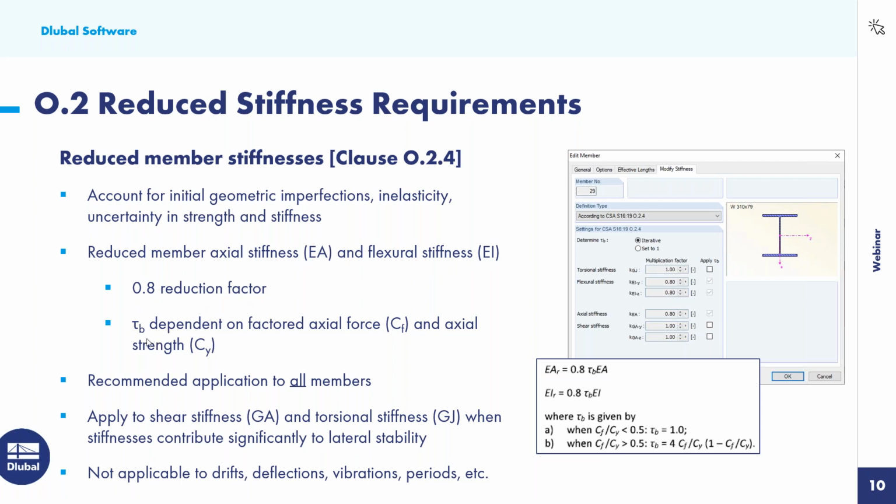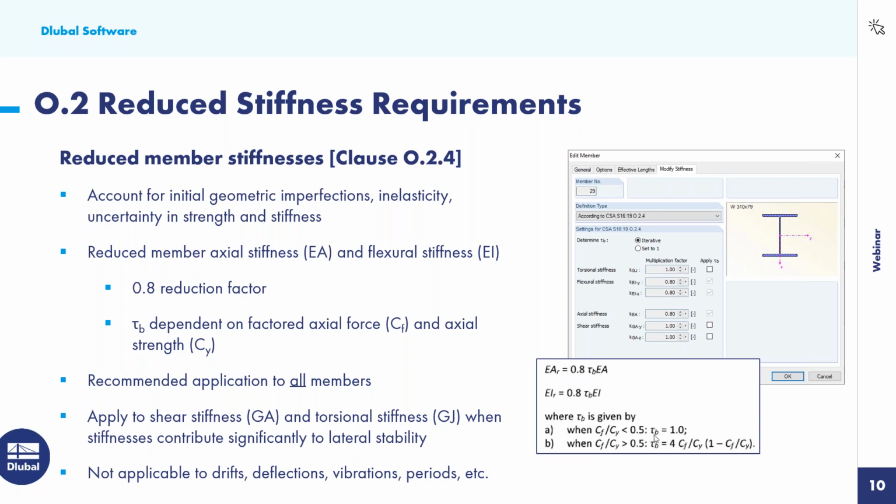But we must also consider a tau sub b factor, and this is actually dependent on the factored axial force, C sub f, and the axial strength of the member, C sub y. And we use these equations shown here in the lower right directly from the CSA standard to calculate tau sub b. So we can see the higher that ratio is, the smaller that tau sub b factor is going to be, reducing our stiffness.